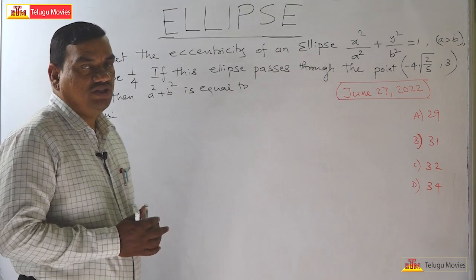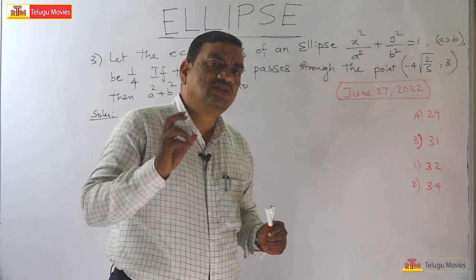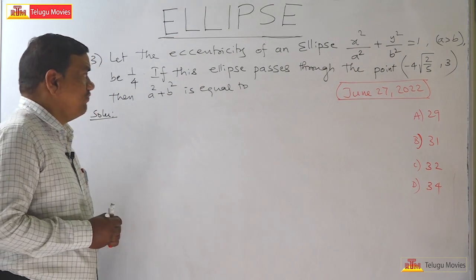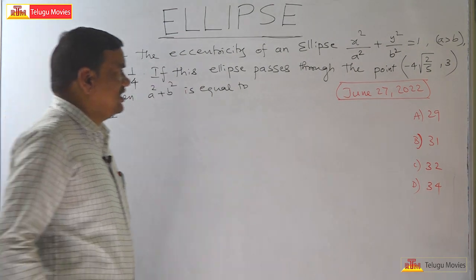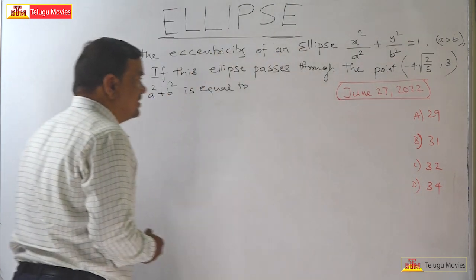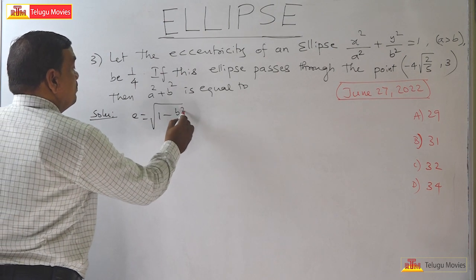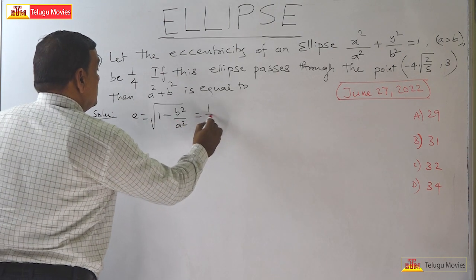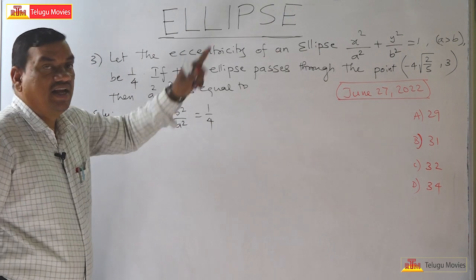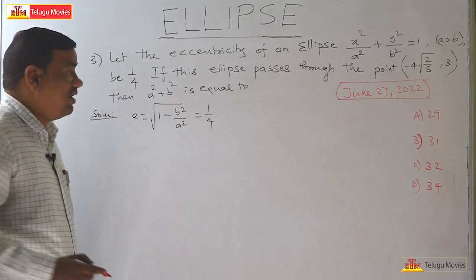Very easy problem this is. This is a very simple problem that simply involves solving two equations containing a square and b square. So first thing is the eccentricity of the ellipse. Here it is given that a greater than b. So what is the eccentricity? E is equal to under square root of 1 minus b square by a square. This is given as 1 by 4.